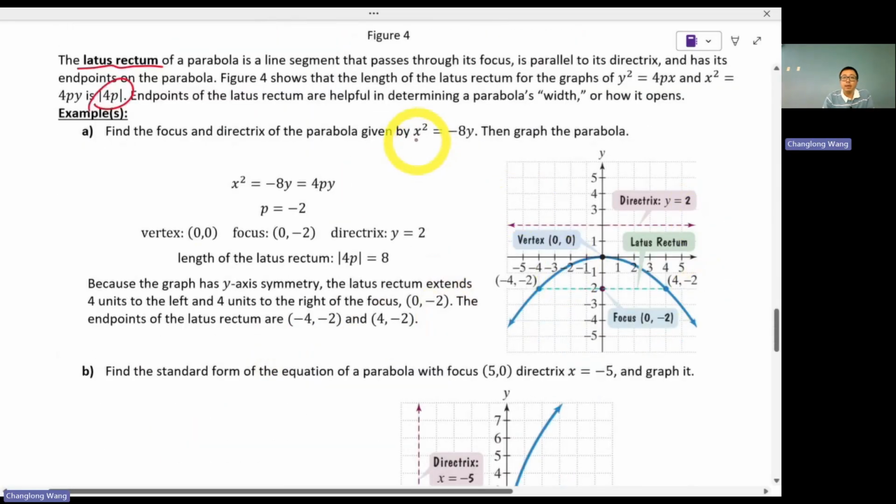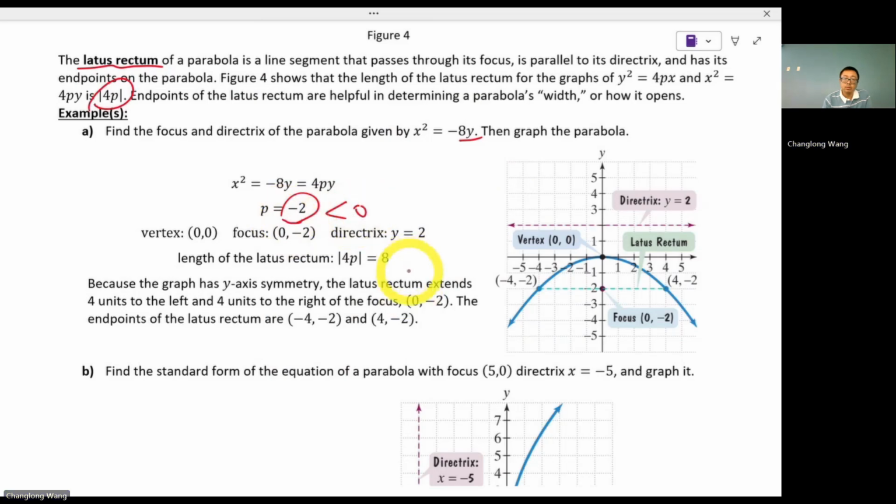Okay. So now, as you can see here, we have a vertical opening parabola, but with a negative p, right? Because 4p is the number in front of that variable, whatever is not getting squared. So p is negative, which means that it opens downward. By finding the vertex, which is still at the origin, the focus is going to be down there, because remember that the parabola opens towards the focus. If it opens downward, the focus is going to be p units away from the vertex. Therefore, it's (0, -2).